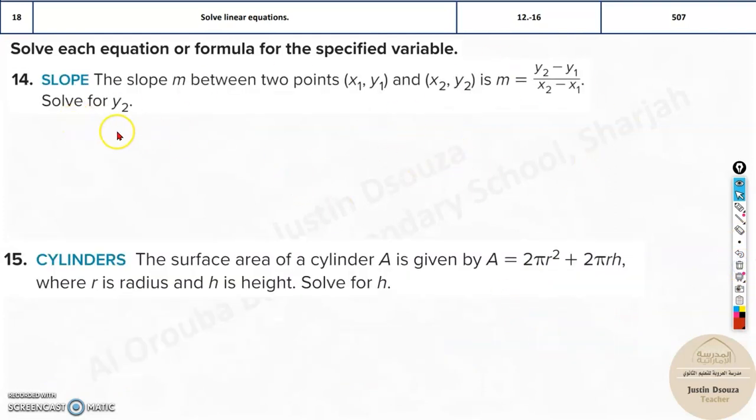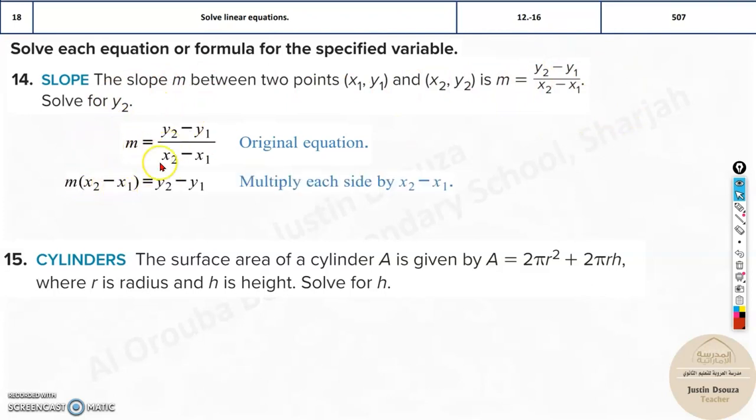Similarly, please do try this by yourselves. Find this, the slope is over here given. We need to solve for y2. All you need to do is take this to the other side, m into x2 minus x1. Take this y1 to the other side. Y2 is m into x2 minus x1 plus y1. This is the point slope form.